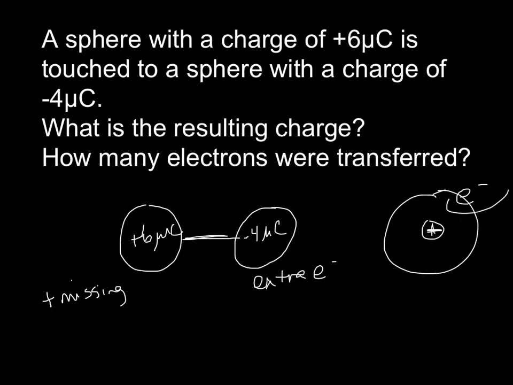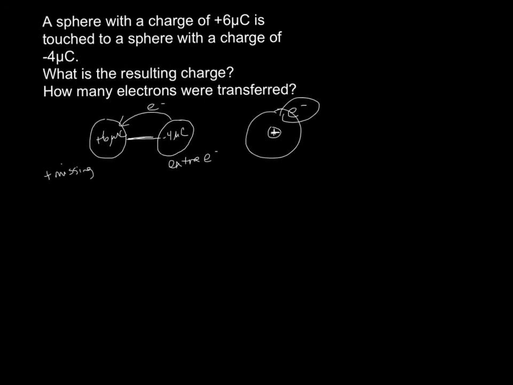No, just those electrons can move. So the electrons are going to go from the negative to the positive. The electrons will always flow from the negative thing to the positive thing. So our electrons are going to flow until they have the same charge. And that's kind of the tricky part. Till they're the same charge.